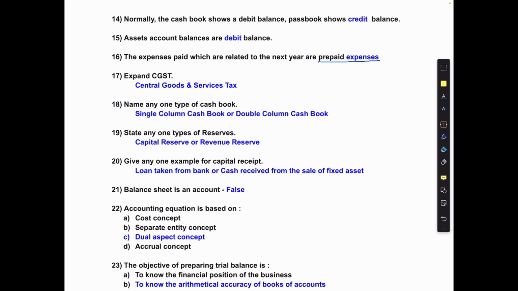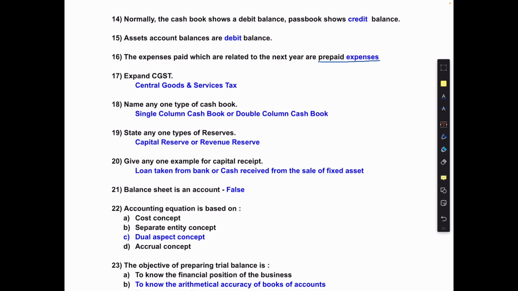19. State any one type of reserves. There is capital reserve or revenue reserve. Question number 20. Give any one example for capital receipt. Loan taken from bank or cash received from the sale of fixed asset. Question number 21. Balance sheet is an account. The statement is false because balance sheet is a statement and not an account.